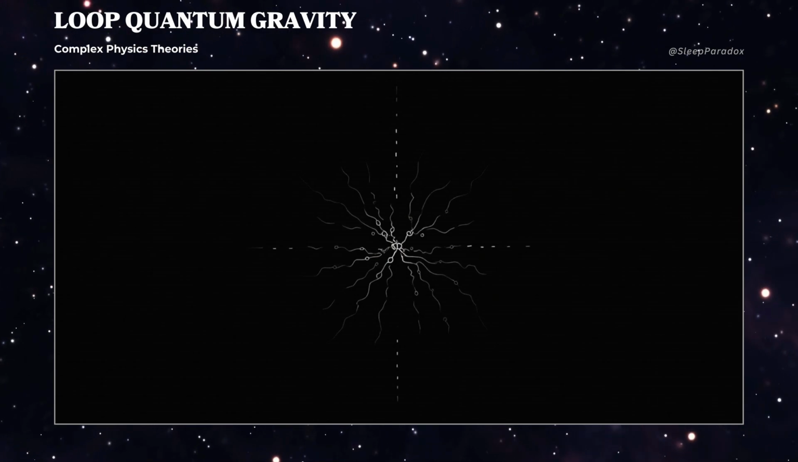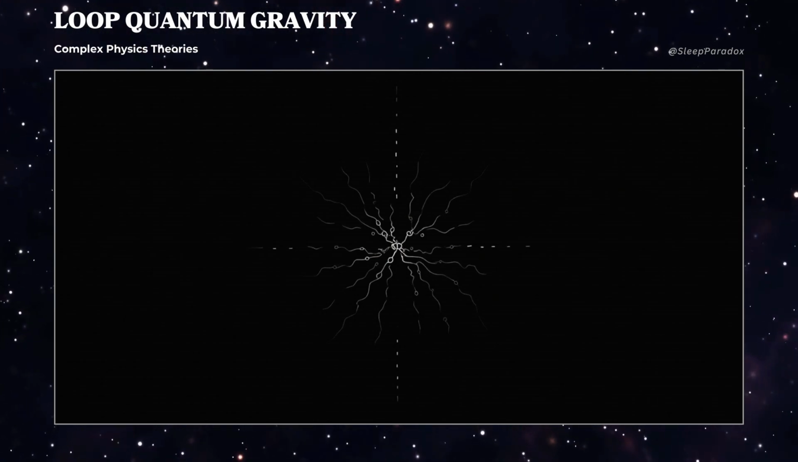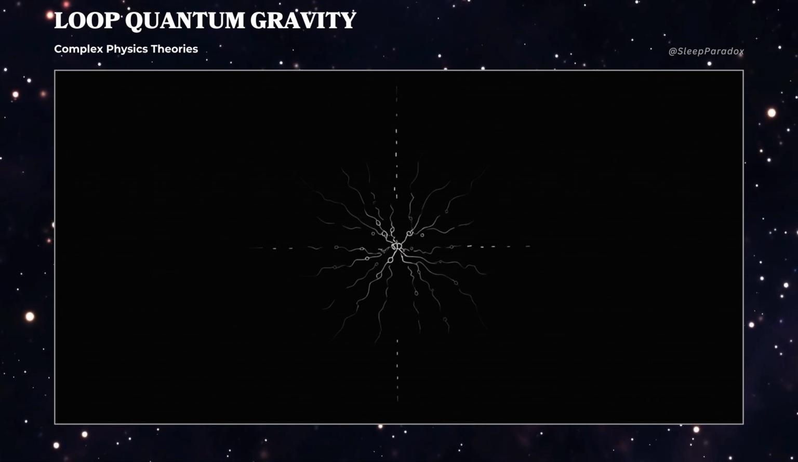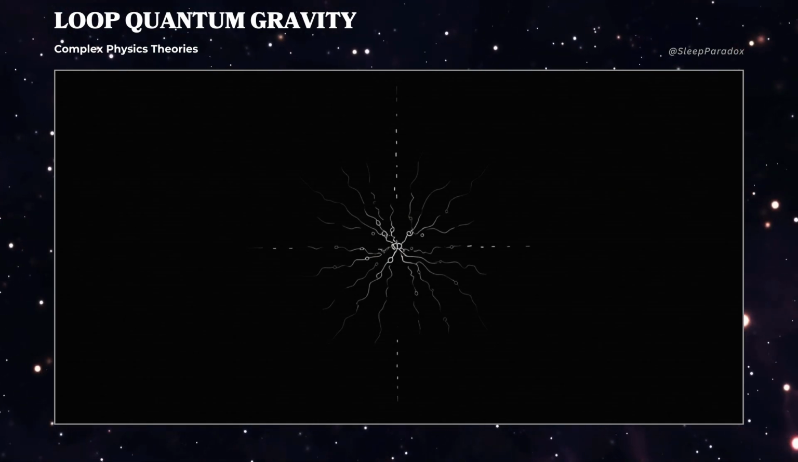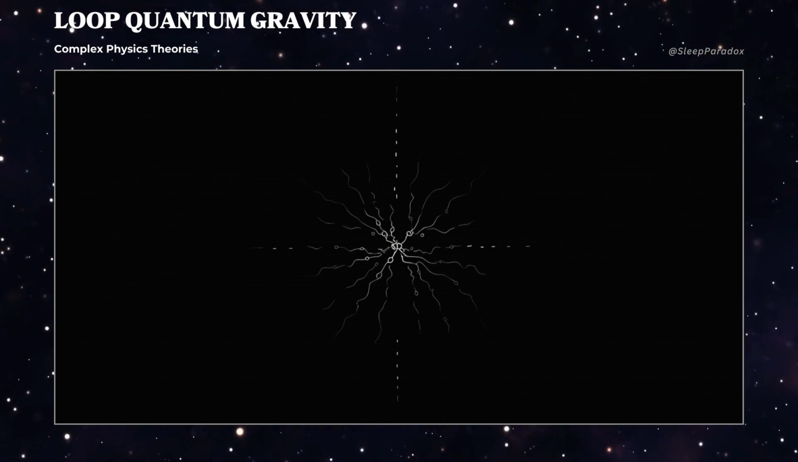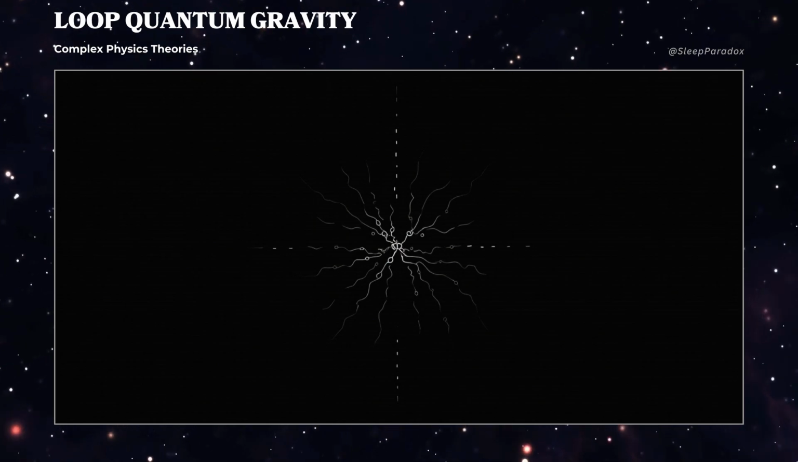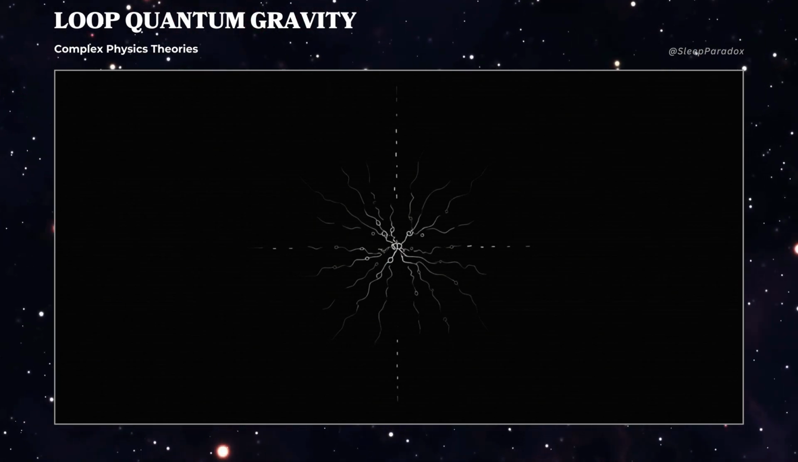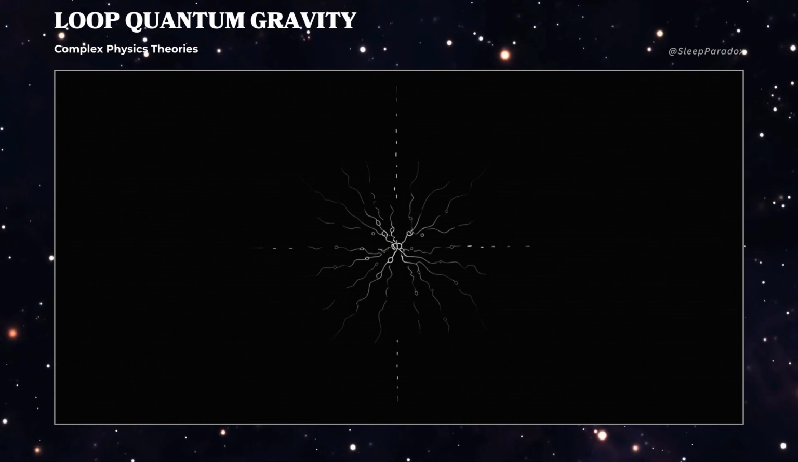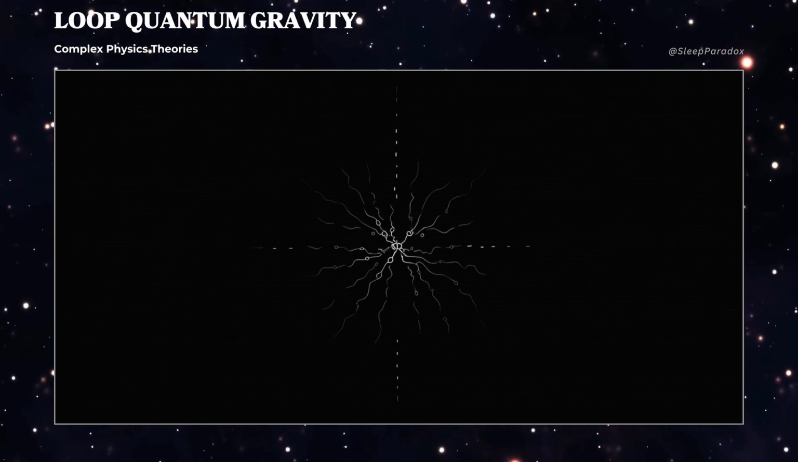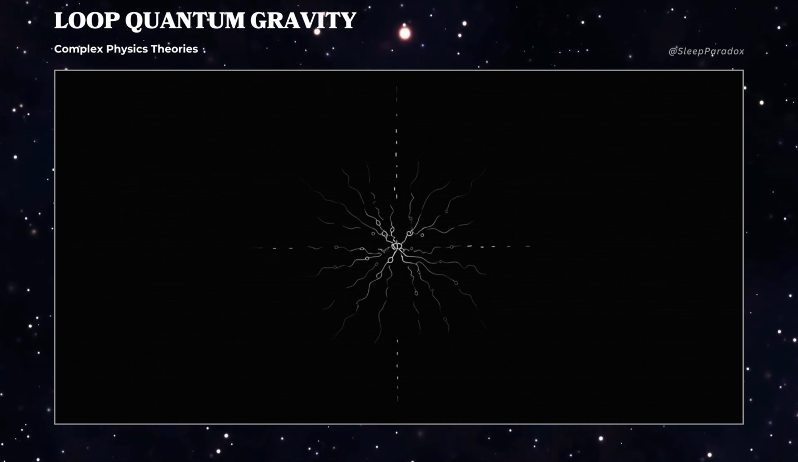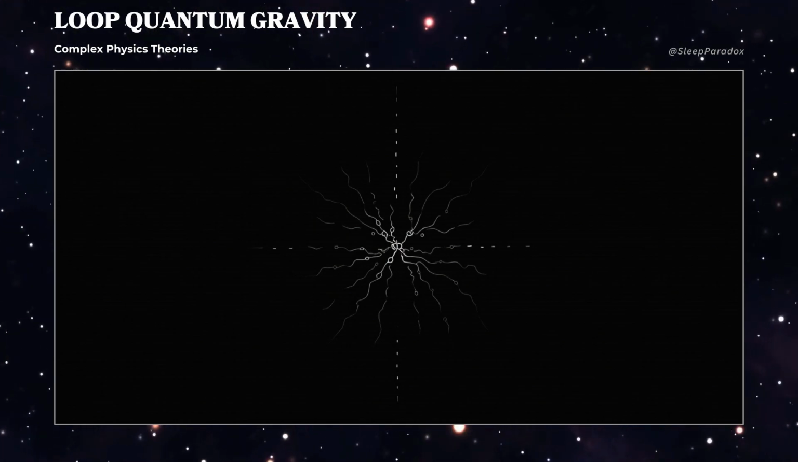Loop quantum gravity. Loop quantum gravity is a theory that attempts to answer one of the deepest questions in physics: how can we describe gravity using the rules of quantum mechanics? General relativity explains gravity as the curvature of space-time, and quantum mechanics explains the behavior of particles and forces at the smallest scales. But putting the two together has proven to be one of the greatest challenges in modern science.